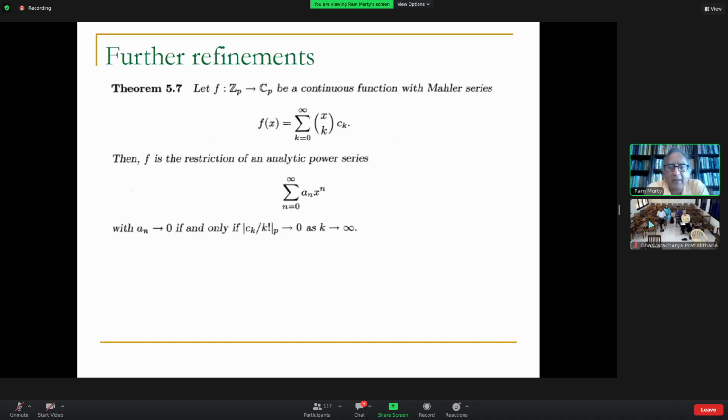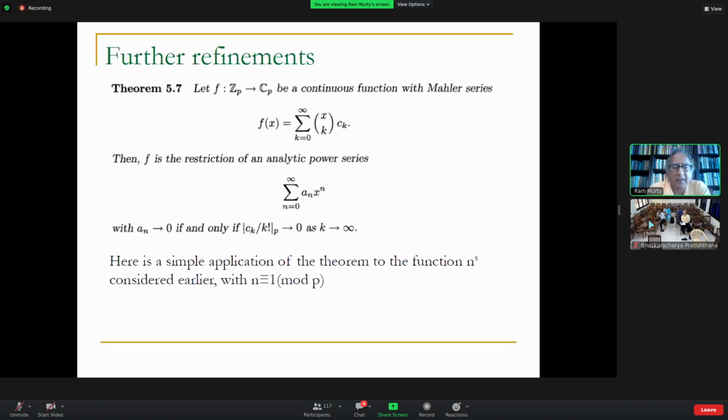If I have a continuous function on Z_p, which is C_p valued, and the Mahler series is given by f of x equals the sum of x choose k times c sub k, then f is the restriction of an analytic power series if and only if c_k over k factorial goes to 0 as k goes to infinity. So that's the refinement that I was talking about.